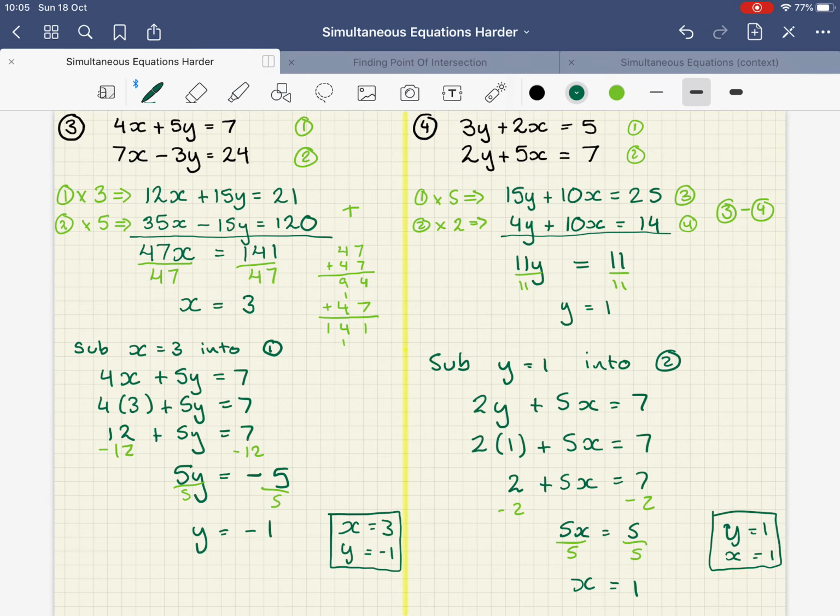Let me know if there are any issues with this. It takes a little bit of time before you get your head around it, but then it's dead straightforward once you get over the whole multiplying the expressions. And yeah, good luck with the work.